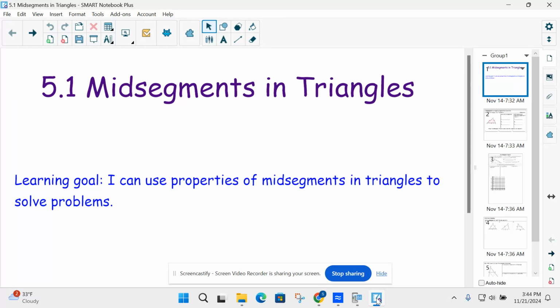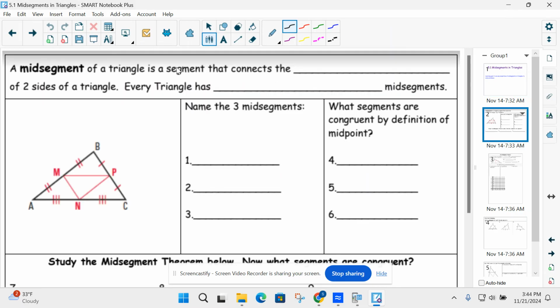Hello everyone, this is lesson 5.1, Midsegments and Triangles. Today you're going to learn how to use properties of midsegments and triangles to solve problems. So a midsegment of a triangle is a segment that connects the midpoints of two sides of a triangle. Every triangle has three midsegments.